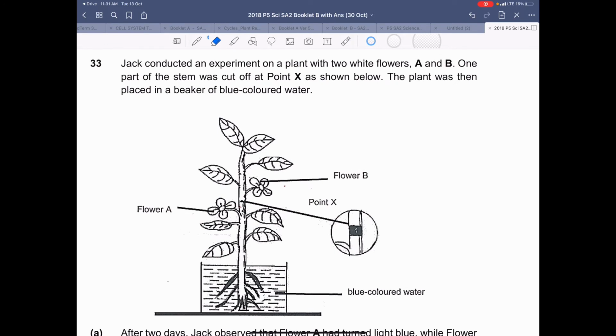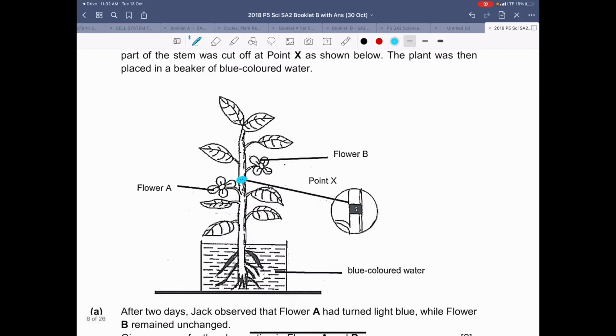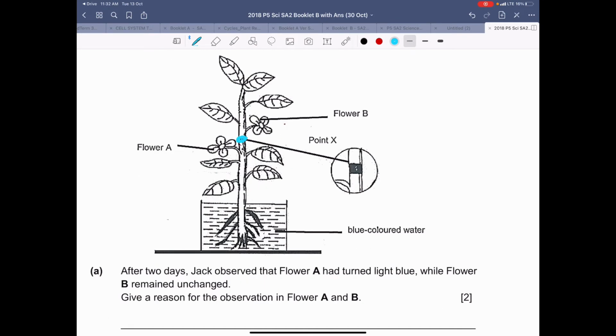Now, Jack conducted an experiment on a plant with two white flowers, A and B. One part of the stem was cut off at point X as shown below. So point X is here. Okay? Now the plant was then placed in a beaker of blue colored water. After 2 days, Jack observed that flower A had turned light blue. This is like coloring session for me. Okay, while B remained unchanged. Okay, give a reason for the observation in flower A and B.